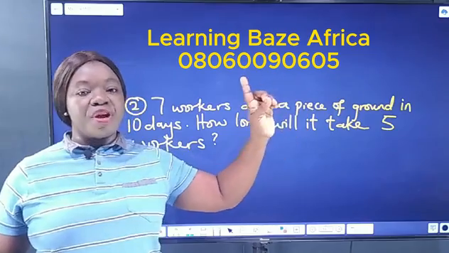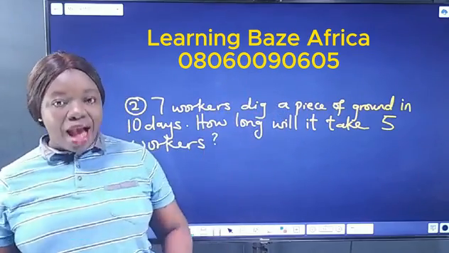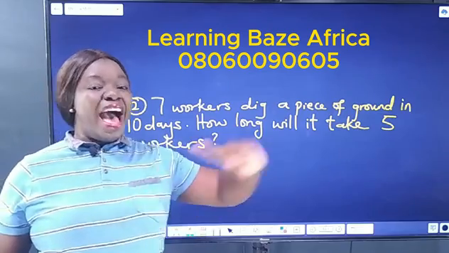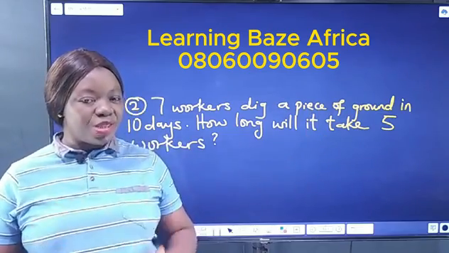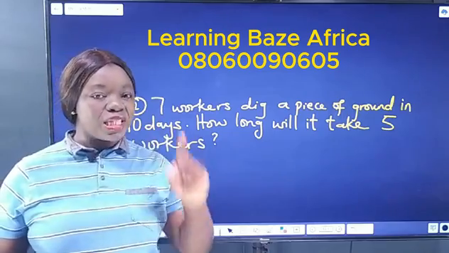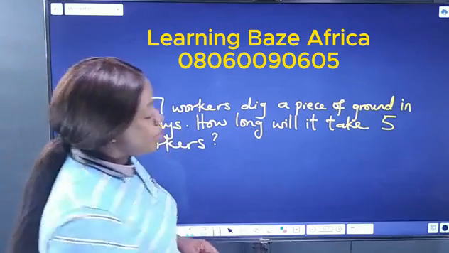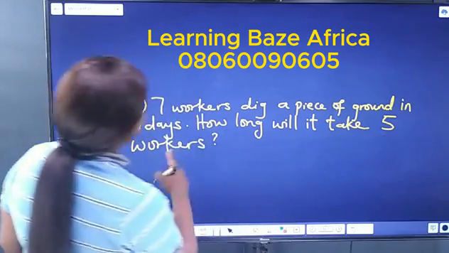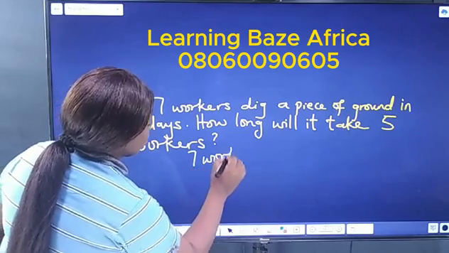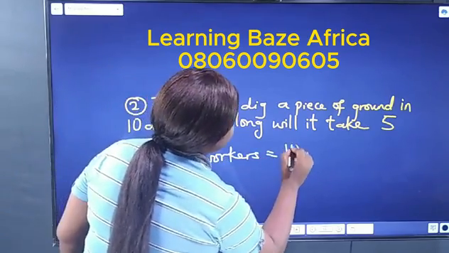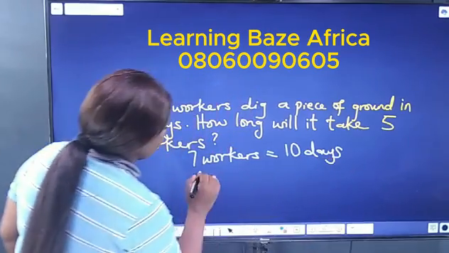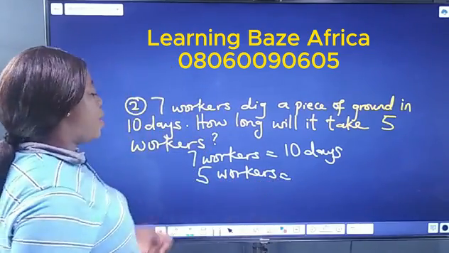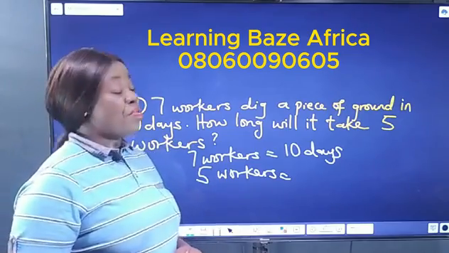The higher the variable A, the lower the variable B. And the lower the variable A, the higher the variable B. I hope you got that. So that's inverse or indirect proportion. So now 7 workers dig a piece of ground in 10 days. So you would say, then how long will it take 5 workers? If 7 workers work for 10 days, how long will it take 5 workers?